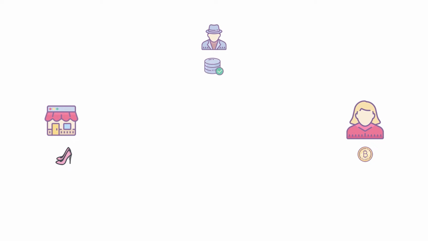This is Jane. She wants to buy high heel leather shoes and pay with Bitcoin. Luckily, her favorite shop accepts Bitcoin. The shoe shop owner uses a payment processor that was easy to sign up for. Register, provide a bunch of personal information, done.